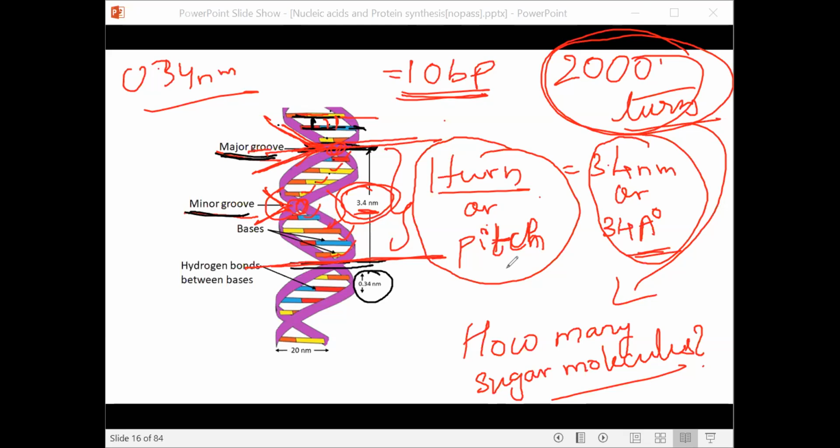Now, if this question has been changed to how many major grooves are there, then wow, the majority of you got it correct. Niranjan, now you are correct. Ananya is correct. Devangi is correct. Khushi ma'am is right. Shreya ma'am is right. If I say 200,000 turns, then how many major grooves?